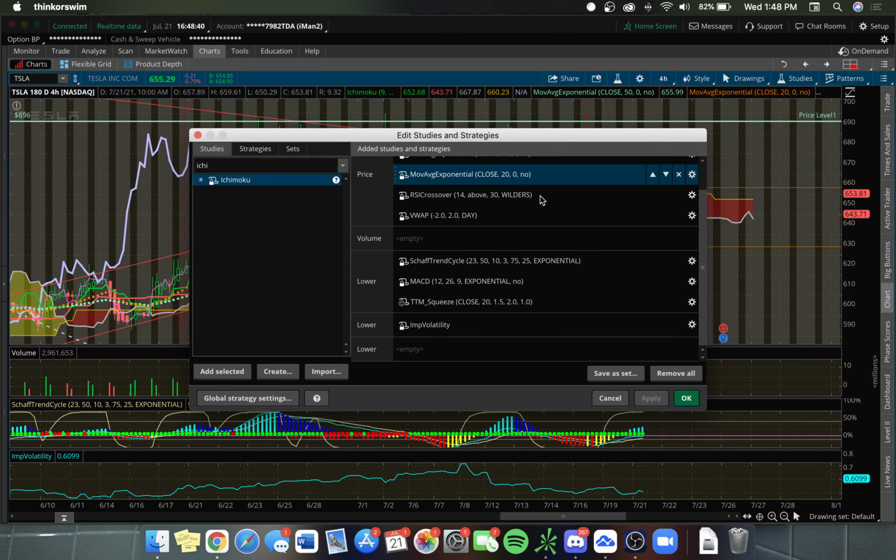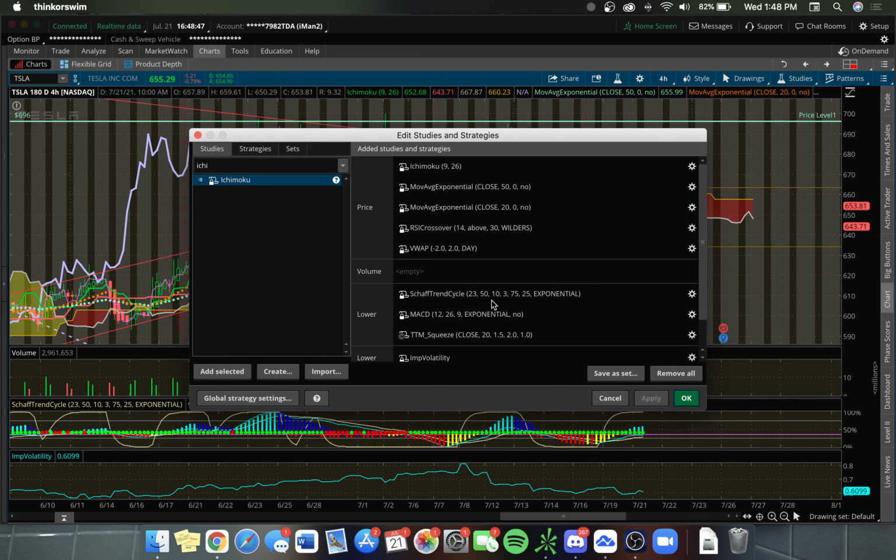I also have the 20-day and the 50-day moving average. And then I also use VWAP. And then I recommend using the MACD and at least the implied volatility. You guys could take a picture of this real quick so you can see what my settings look like before I click into the Ichimoku.